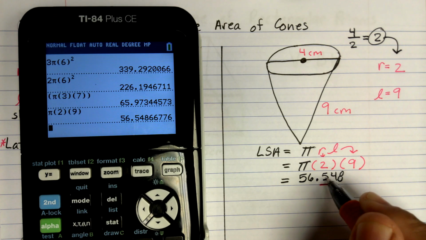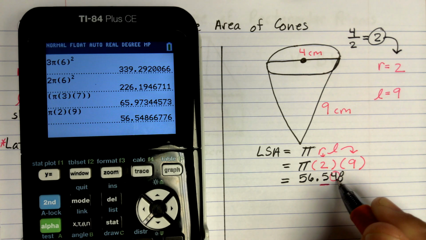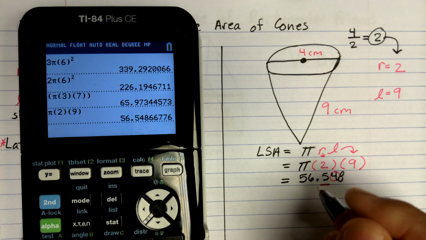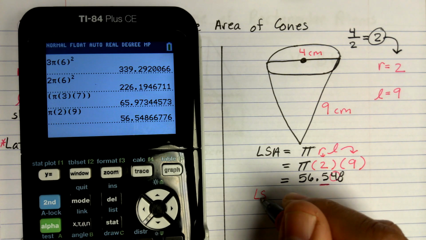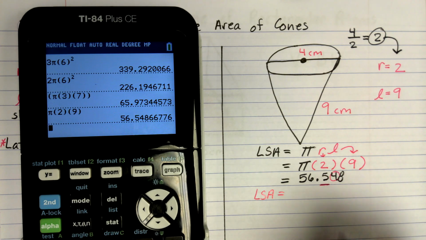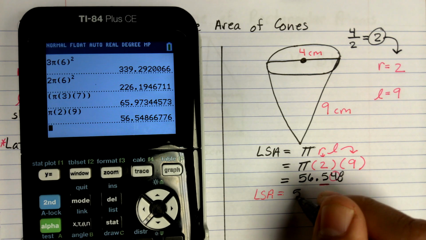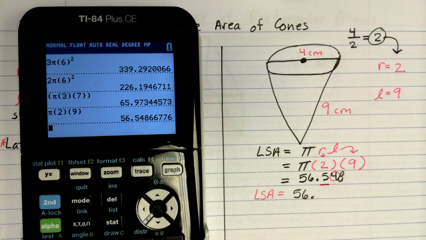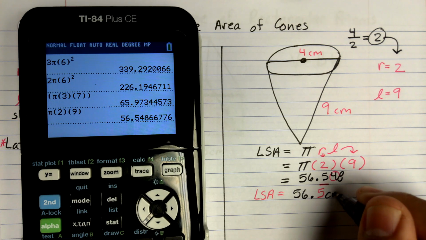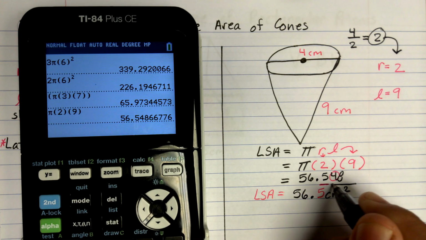Notice this is the tens place. We have a 5. In our hundredths, we have a 4. So 4 or less, let it rest. So when we approximate this, our lateral surface area is going to be equal to 56.5 centimeters squared.